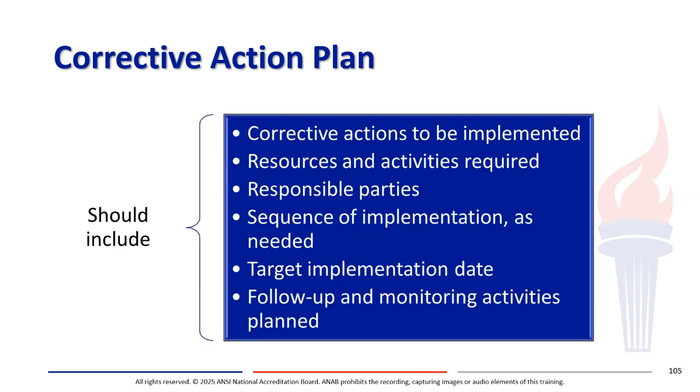And really, a corrective action plan should include: what are the corrective actions to be implemented? What are the resources and activities required? What are the responsible parties? What is the sequence of implementation as needed? And what is the target implementation date? And also, what are the follow-up and monitoring activities planned? So all these steps should be listed on a good corrective action plan. So the laboratory will have a very good and effective corrective action plan.